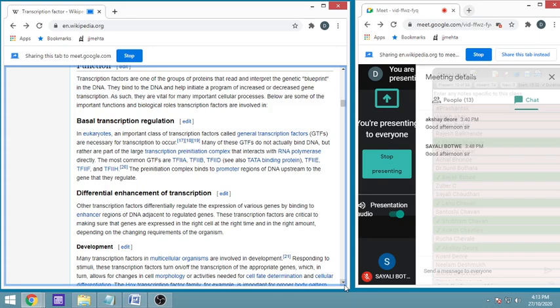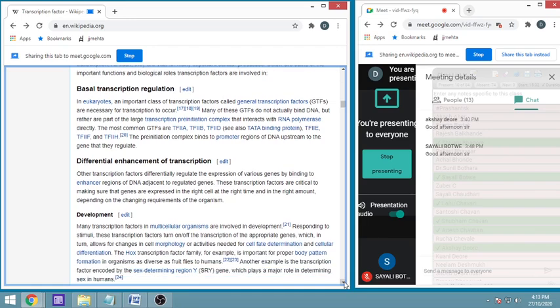They will bind to the DNA, they will help and initiate the program of increase or decrease of gene transcription. They are vital for many important cellular processes, and some of the important functions which we can see are these. They are important for basal transcription regulation. These basic ones are also called general transcription factors, that is GTFs, and they are necessary for transcription to occur.